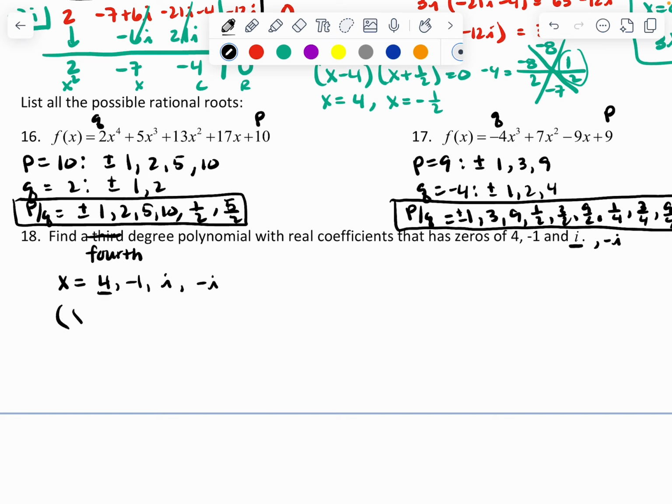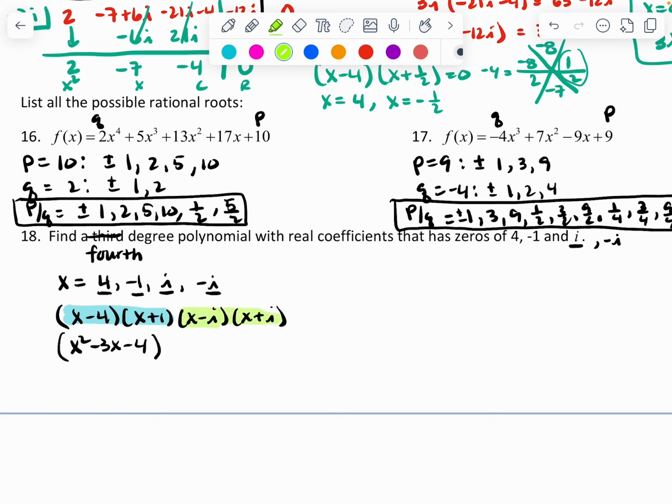So the 4 comes from x minus 4. The negative 1 comes from x plus 1. This i comes from x minus i, and this negative i comes from x plus i. Okay, so I'm going to multiply these guys together first. That's going to give me x squared, and that's 1x minus 4x is negative 3x minus 4. And then I'm going to go ahead and multiply these two guys. If I just do first and last, that's going to give me x squared minus i squared, which is just really plus 1.